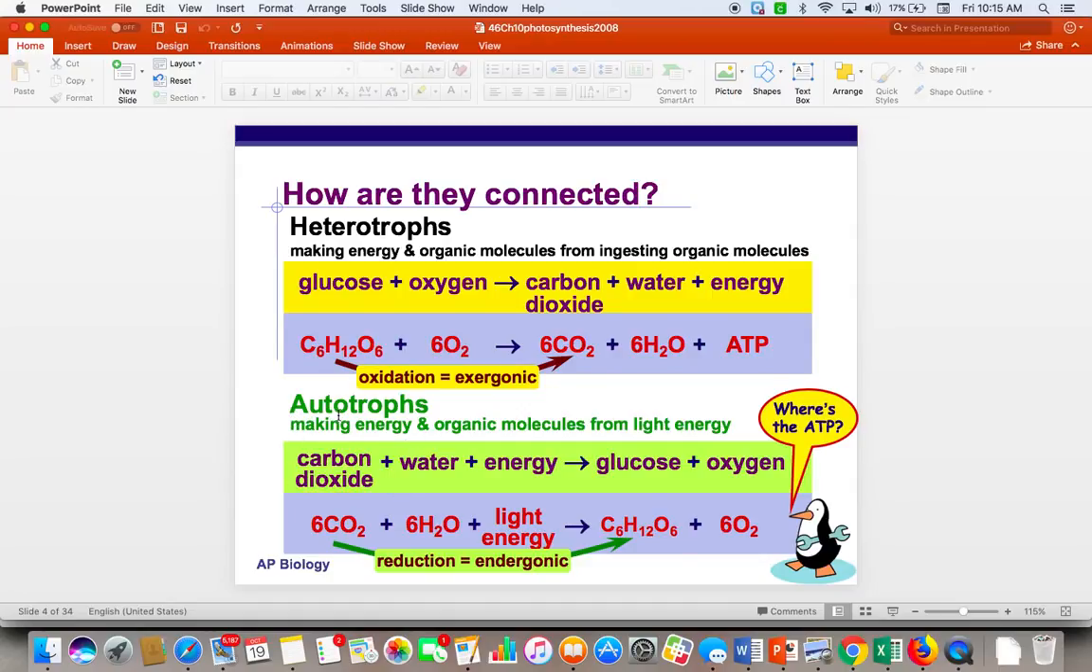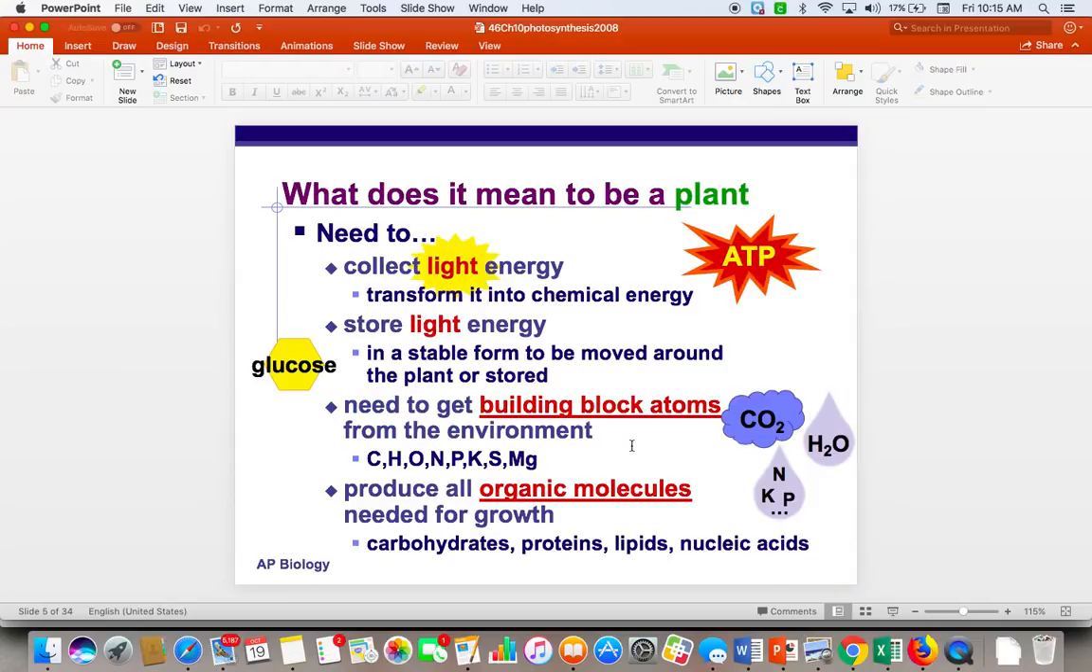So the autotrophs are using photosynthesis. They are taking carbon dioxide from the atmosphere that we have exhaled or breathed out, water, of course, that comes in from their roots in most cases, and then, of course, sunlight energy, and they're going to convert it into glucose and oxygen.